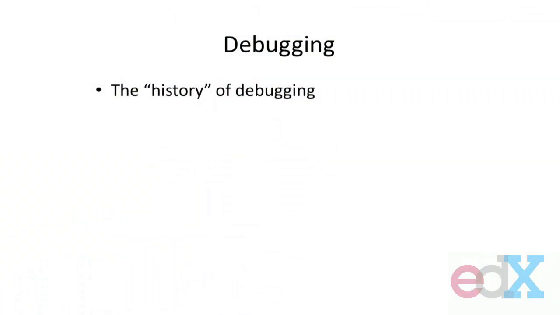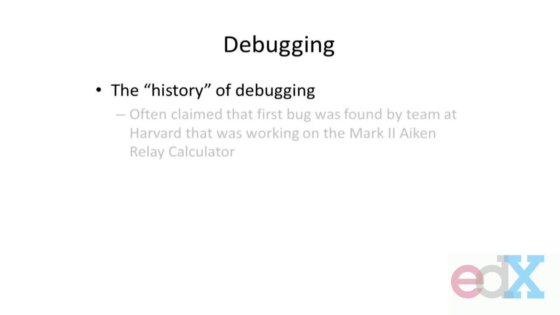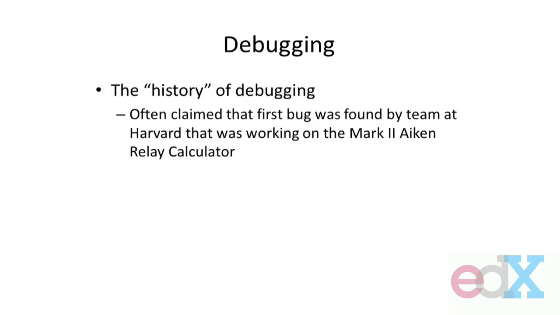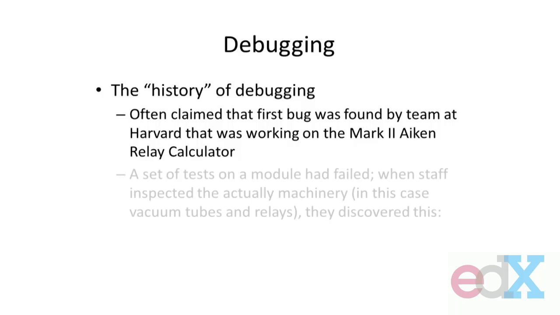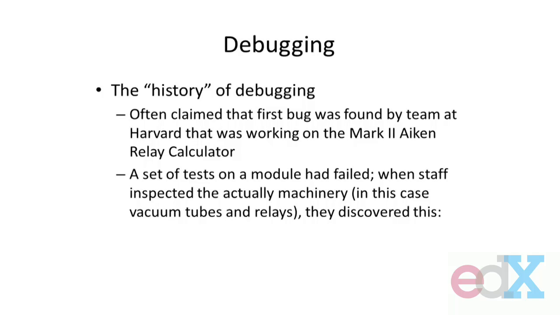A little quick aside, because there's often some fun stories about where the term debugging comes from. It's often claimed that the first bug was found by a team at Harvard that was working on what was then called the Mark II Aiken relay calculator. So it was a giant computer a long time ago built out of vacuum tubes. And the team was actually running a set of tests on a particular module. We're getting funny results. And because it kept failing, the staff actually went in and inspected the actual machinery, in this case a bunch of big vacuum tubes and electronic relays, and what they discovered was this.